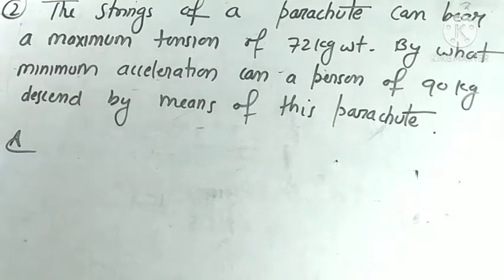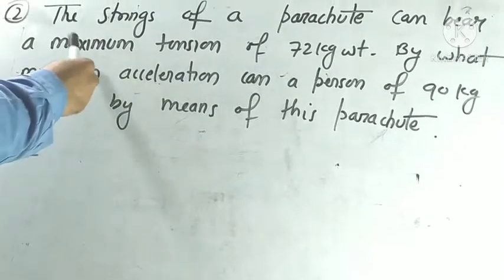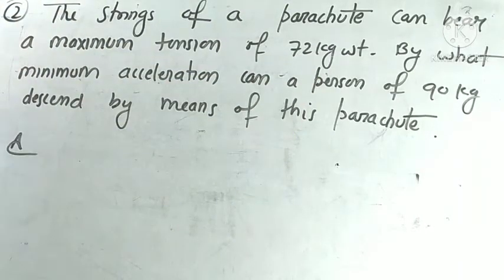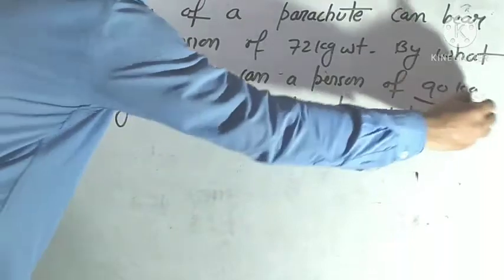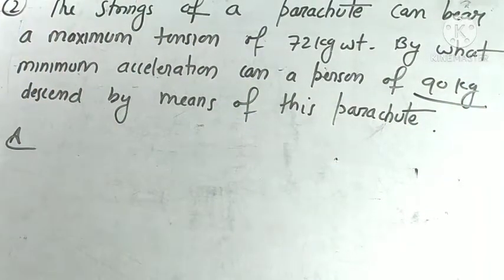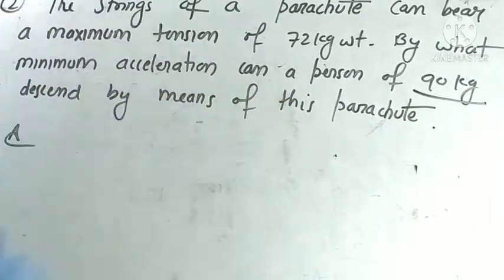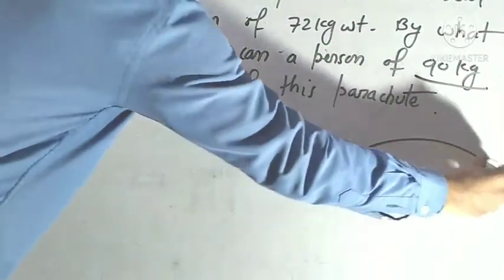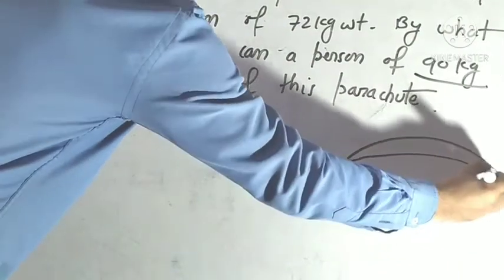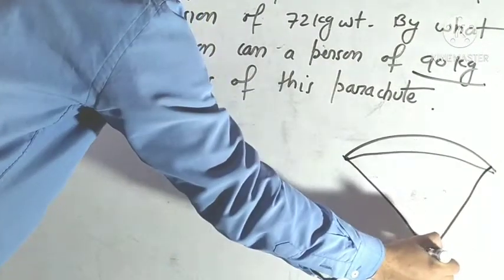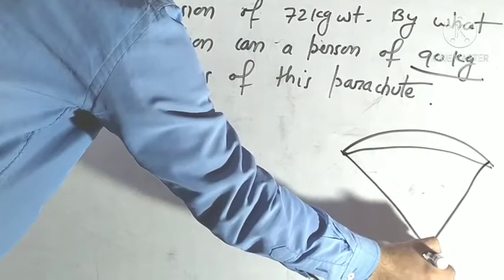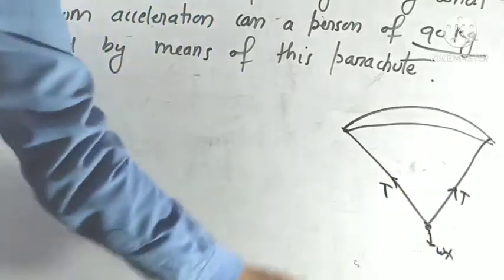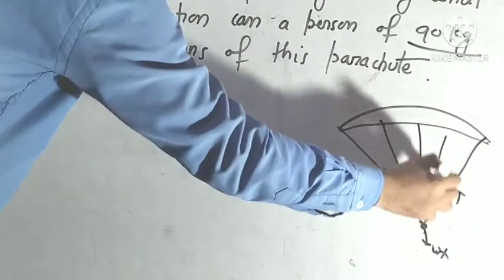In question number 2, the strings of a parachute can bear a maximum tension of 72 kg weight. By what minimum acceleration can a person of 90 kg descend by means of this parachute? If this is a parachute, this is the man, and the weight of the man works in the downward direction, and there is tension T in the string.